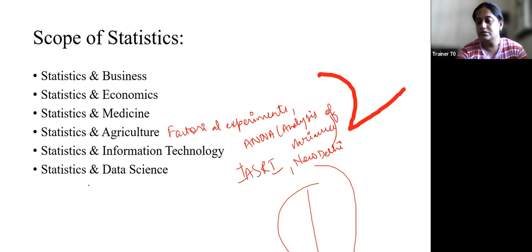Then we have statistics and information technology. So information technology is also a backbone of anything now. Without the computers, without information technology, we cannot do anything. Everything is online now. So statistics is used for data mining, traffic modeling, artificial intelligence. ये सब किस में आएंगे? Information technology में. But a statistical knowledge, a statistical background is essential to understand the algorithm.